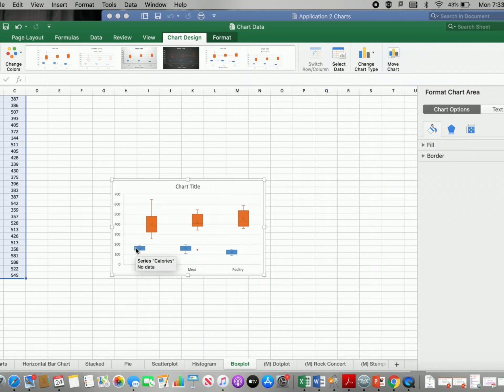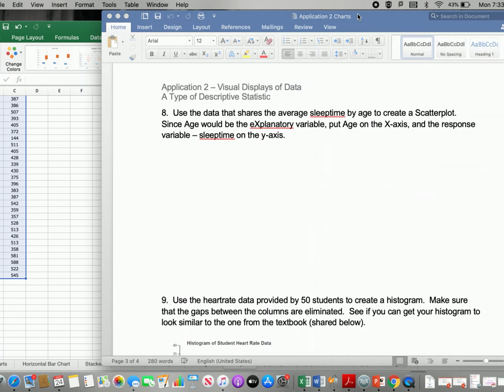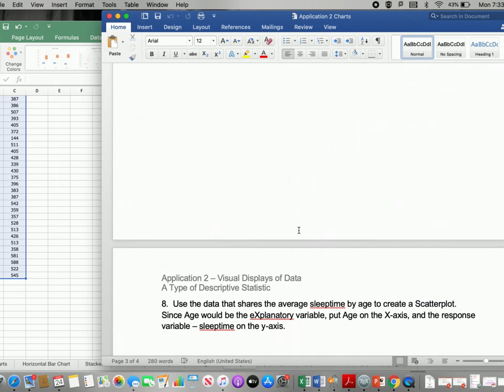One of these graphs on each one is going to be the calories, and one of them is going to be the sodium level, for each of the beef, meat, and poultry. We're going to look at what this actually means later on. It's looking at medians and the highest value and the lowest value, etc. But you don't really need to know that right now. I just want you to be able to get a graph that looks like this and make sure it is accurately labeled. So you're going to do this for each of these particular problems.